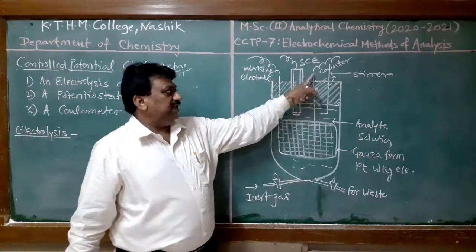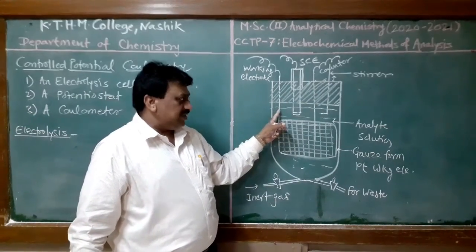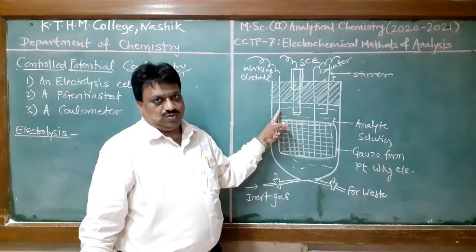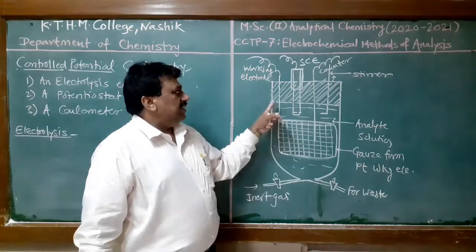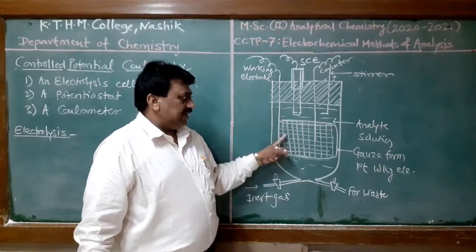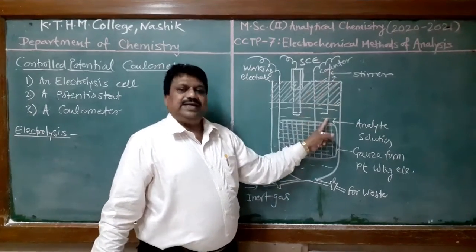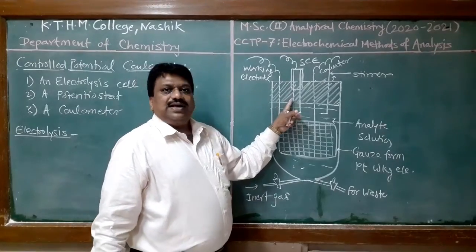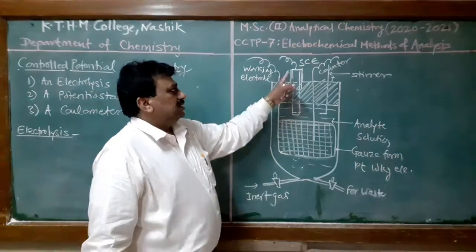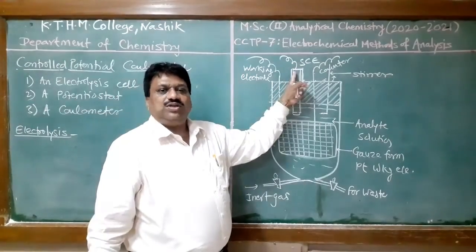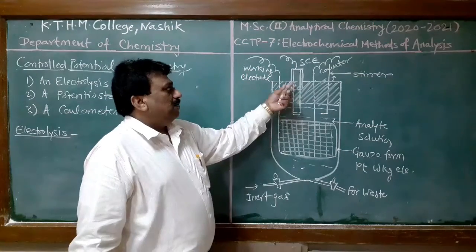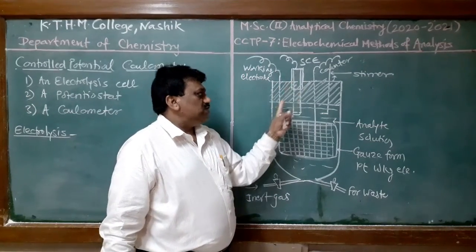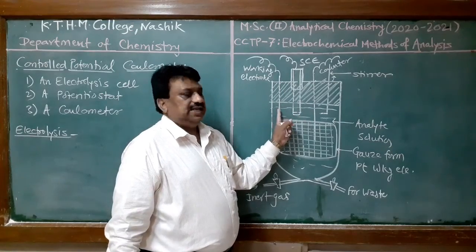Therefore, here the counter electrode is used in combination with the working electrode. That means when oxidation is taking place on the working electrode, then reduction will be taking place on the counter electrode. And the third electrode is called the reference electrode. Generally a saturated calomel electrode is used as a reference electrode. The purpose of this reference electrode is to measure the potential of the working electrode.